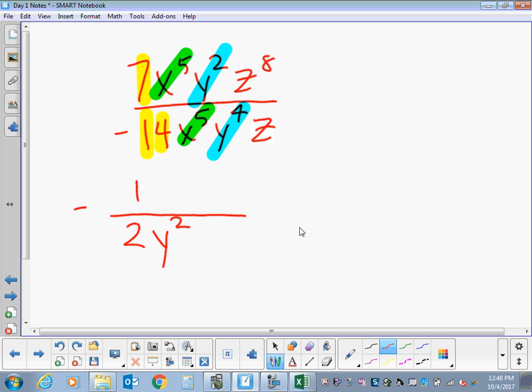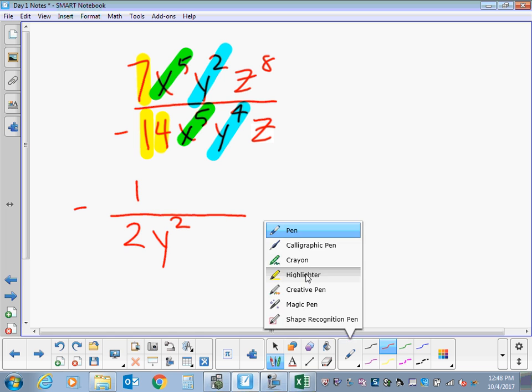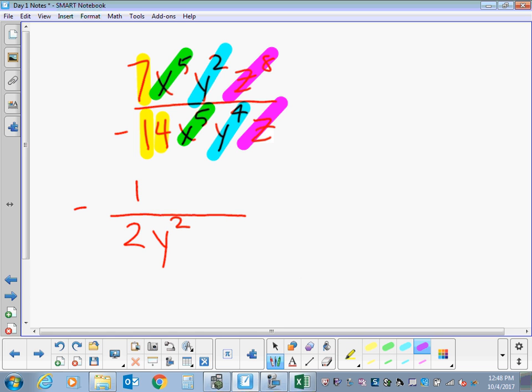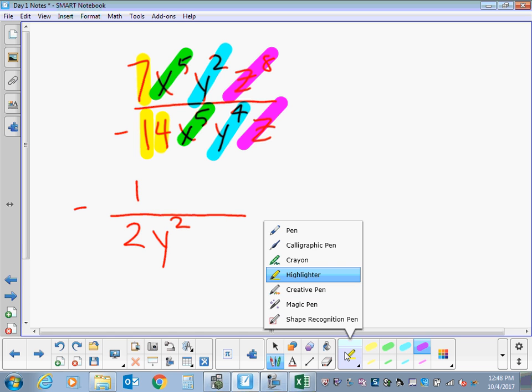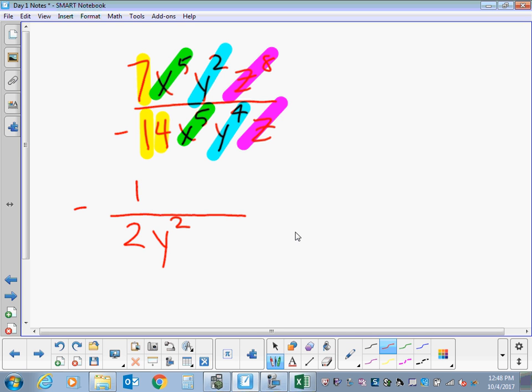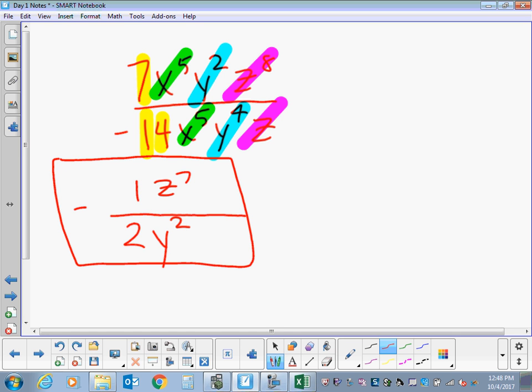Eric, pay attention to this. Lastly, we have z to the 8th divided by z. Which one is bigger? The top. So 8 minus 1? 7. Z to the 7. So your answer is -1 z to the 7 over 2 y to the 2nd. That's your answer for number 1.